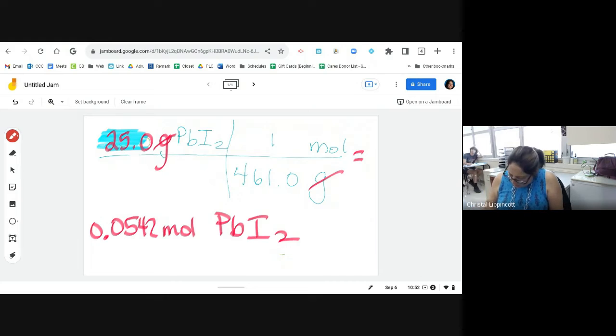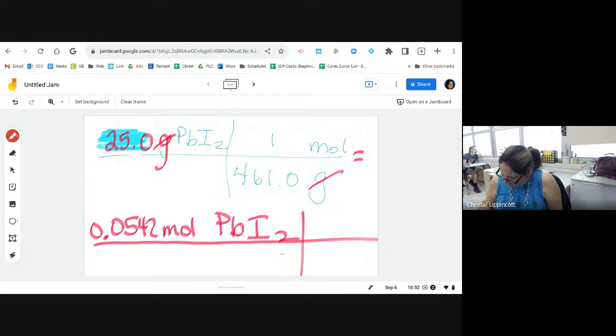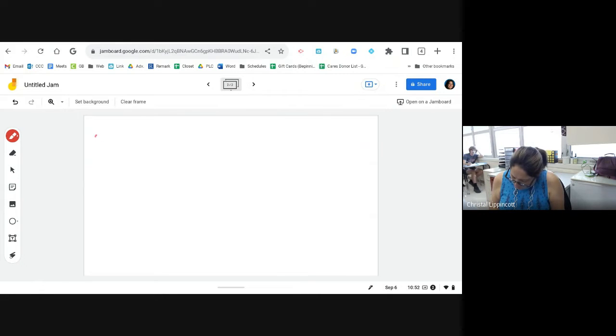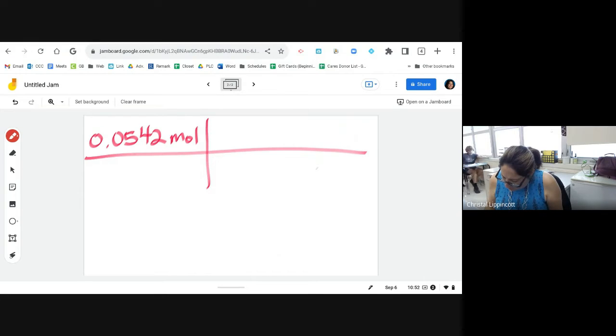All right, now they want to know how many atoms there are in this. So now I'm going to take this guy. I'm going to continue my dimensional analysis. Okay. So I'm going to create a new picture here so I can have a little bit of room. 0.0542. That's going to be moles. I'm going to then convert my moles into, they wanted to know atoms of lead, right?